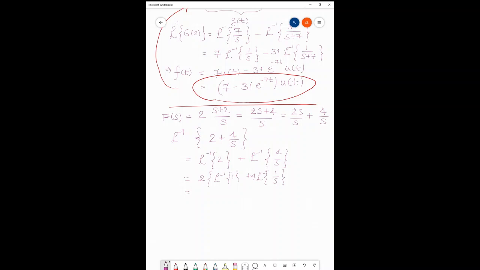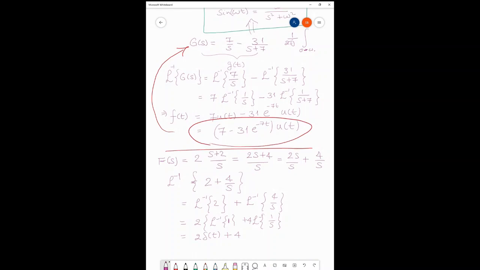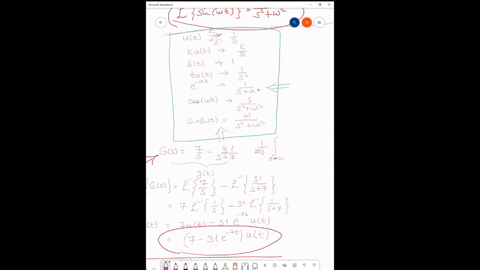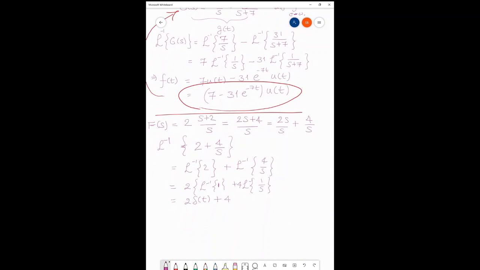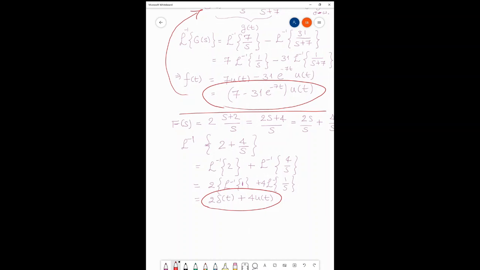We already know that the inverse Laplace transform of 1 is the Dirac delta, which means we have here 2 multiplied by the impulse function, plus 4 times what gives us 1 over s. As we have seen here already, 1 over s is the Laplace transform of u(t). So we have here 4 u(t). This is the function that gives us the Laplace transform of this one. So that is the Laplace transform, and from there, that is the inverse Laplace transform.